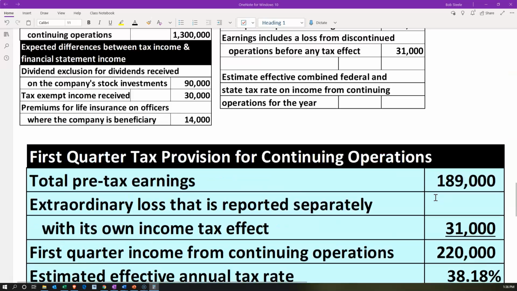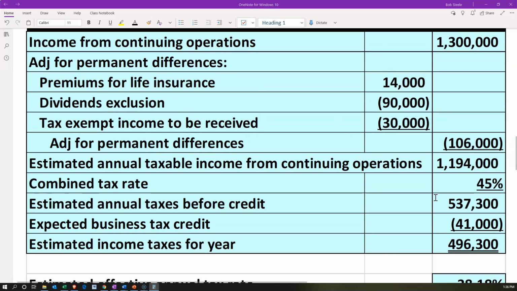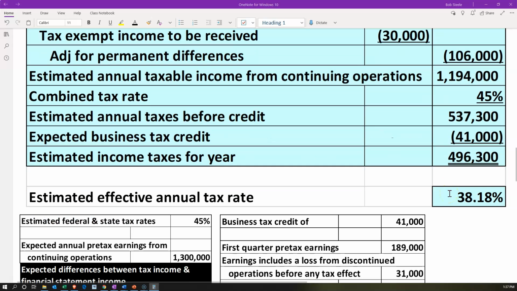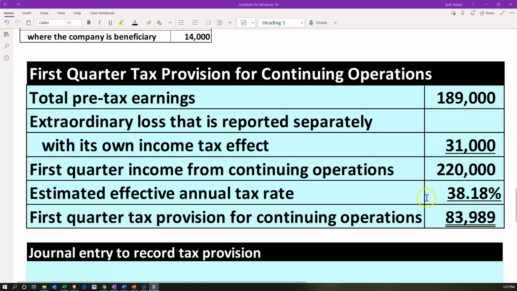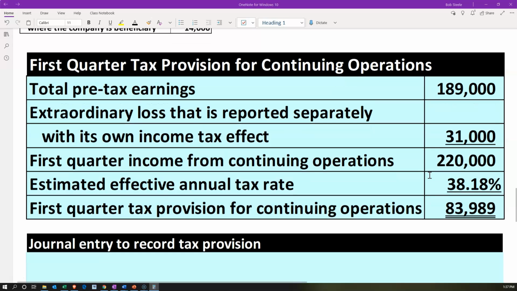So that's what our goal of this calculation up here is doing, because remember, the actual tax rate is on taxable income, and doesn't take into account the credits, and we have these differences between book and tax income. The rate that we come to, the 38.18 estimated effective annual tax rate, is then an attempt for us to come up to a rate that takes into consideration the credits that are going to be involved and the difference between book and tax, so that we can apply it to the interim quarter, the first quarter in this case, and apply it to the income from continuing operations.